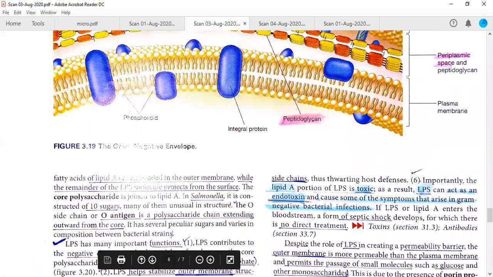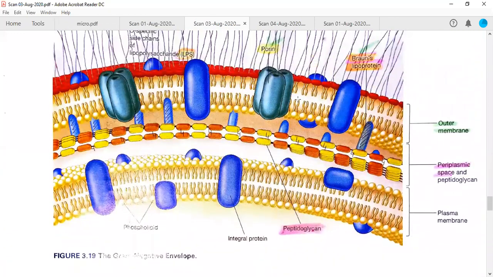But for normal survival of gram-negative bacteria, this outer membrane is important because it will not allow the drugs to pass across. Therefore, this lipopolysaccharide, which is the red colored substance here, is a kind of permeability barrier in the outer membrane. Okay.